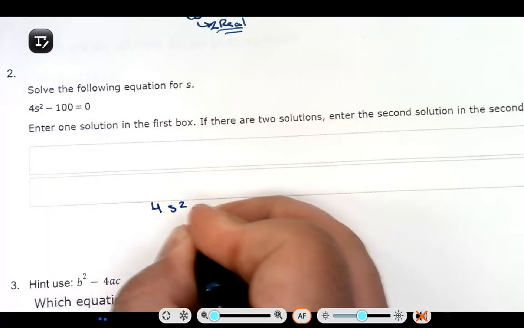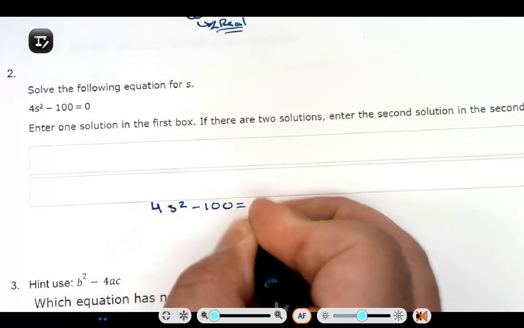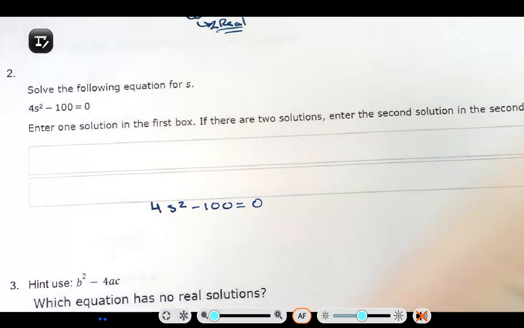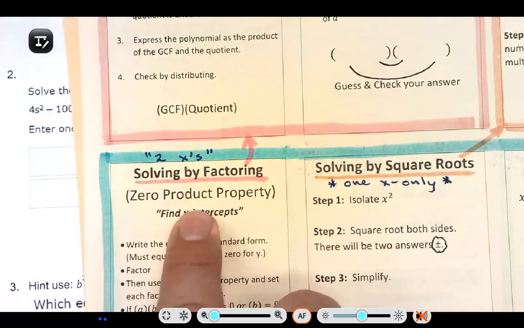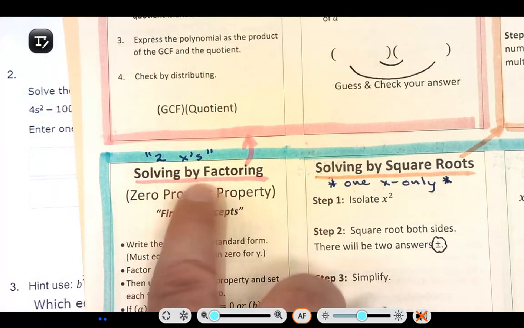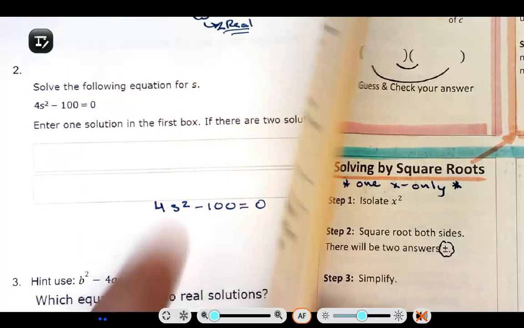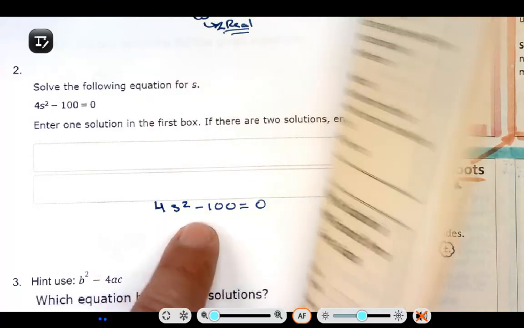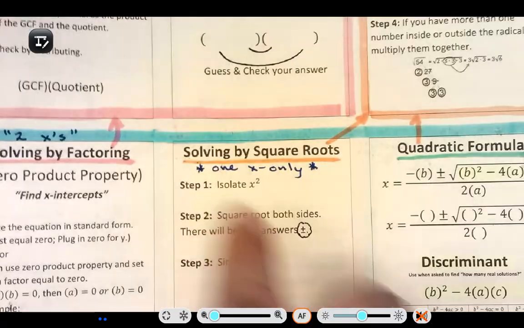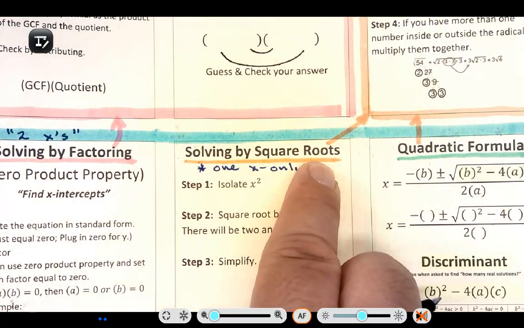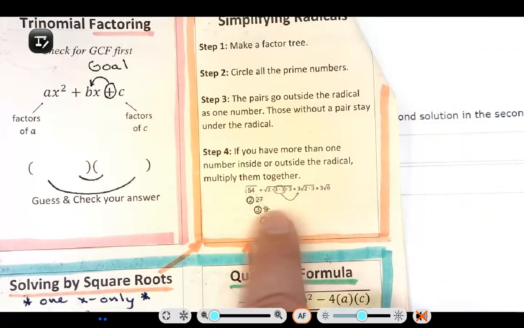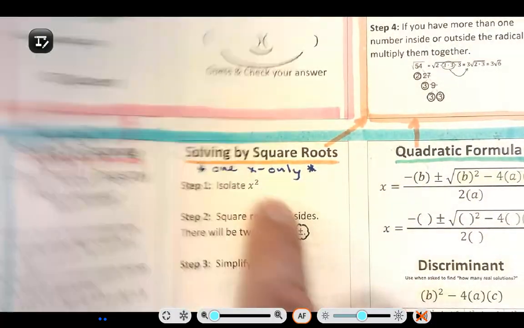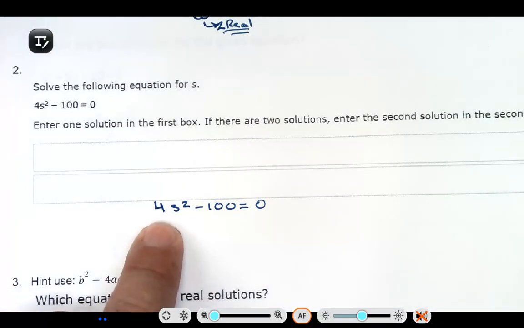4s squared minus 100. The power of 2 tells me that this is a quadratic. And remember, to solve a quadratic, we can use factoring, right? But it says this only really works if you have two x's. I only see one letter, so if I have two letters, I would use factoring. So this one doesn't quite work that way. Solving by square roots, and remember when you're solving by square roots, you do have to reduce them. But that's only when you have one x or one letter only. And yeah, this one has exactly one letter only.